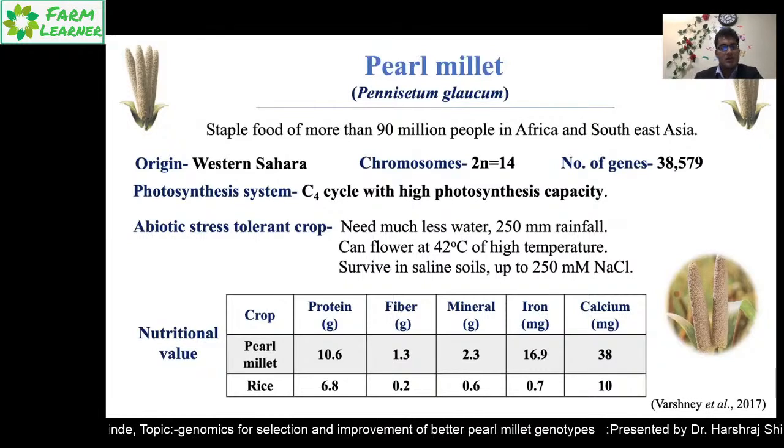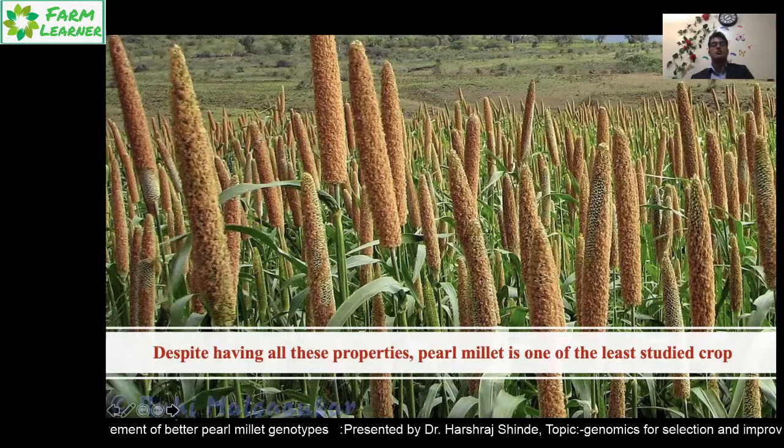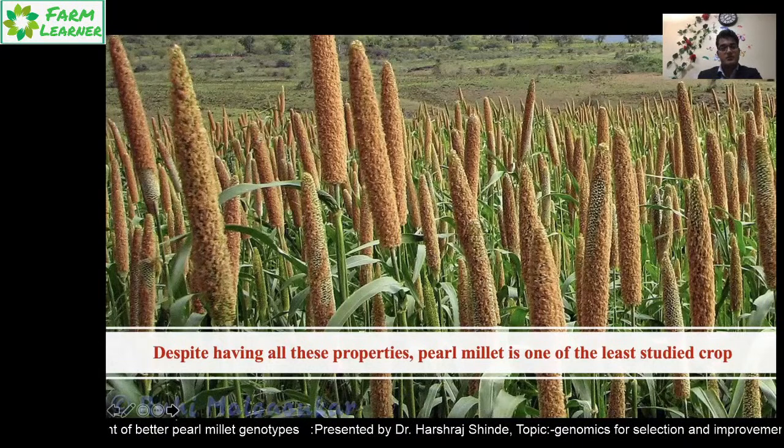But despite having all these characteristics, pearl millet is one of the least studied crops. If you go into the number of research publications, compared to rice, wheat, maize, barley, or other cereals, it is one of the least studied crops. Since the genome sequencing in 2017 by ICRISAT's Rajiv Varshney group, research in pearl millet has advanced. Many scientists and researchers have been attracted to this crop.